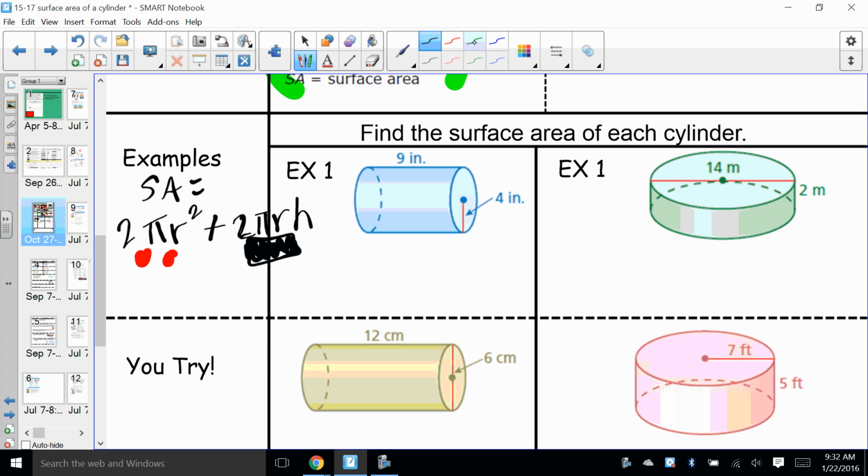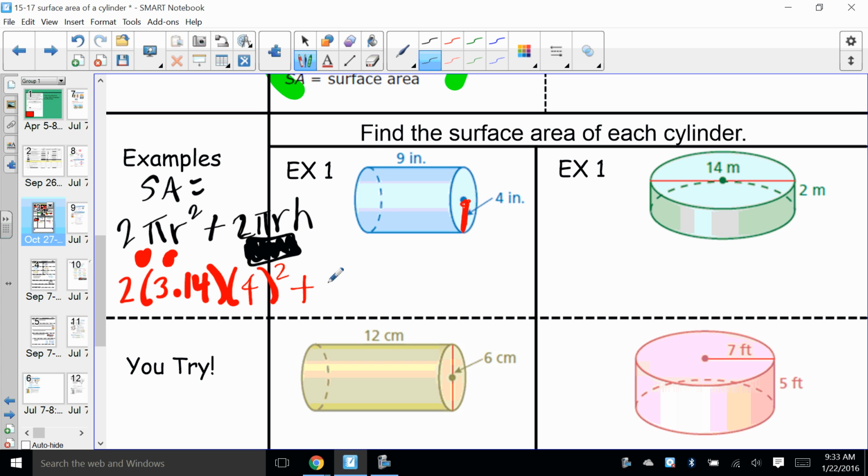All right, here we go. So we're going to plug and chug. We're going to start plugging things in now. We have 2. Pi is 3.14. The radius squared. Well, the radius happens to go from center to rim. So the radius in this particular problem is 4, and we are going to square that.